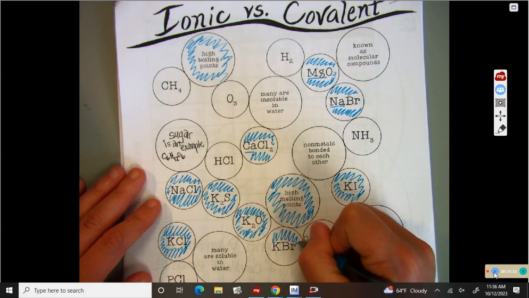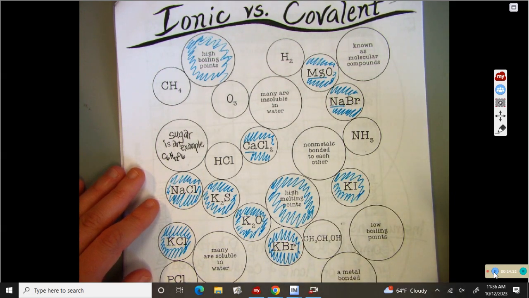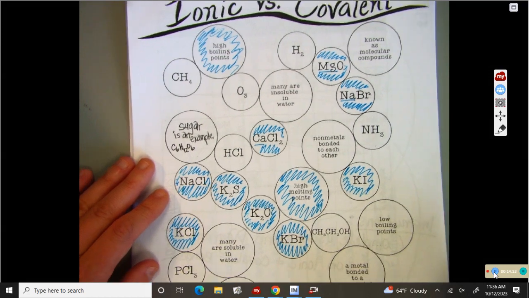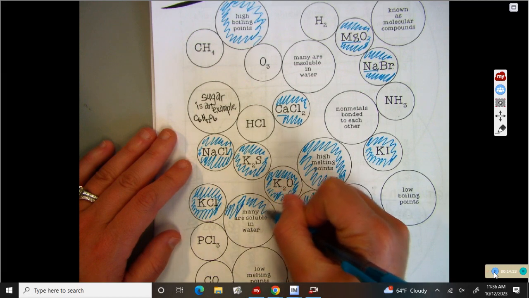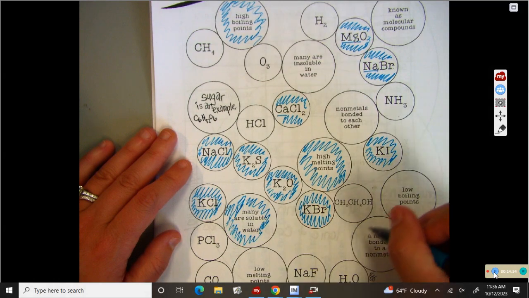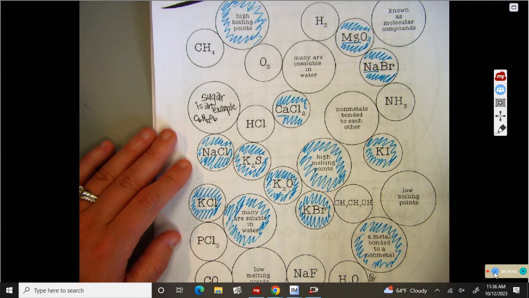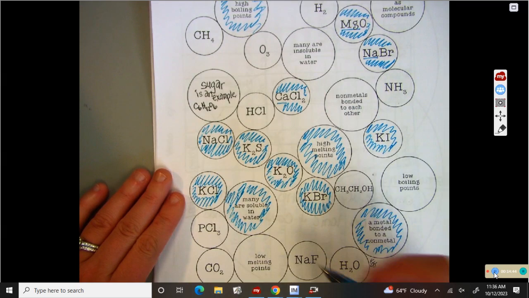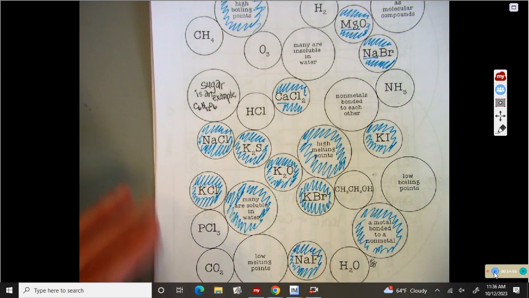Potassium bromide, also another metal. Let's see at the bottom if we can find any. Many are soluble in water, meaning it dissolves. We know salts and ionic compounds dissolve well in water. Metal bonded to a nonmetal will definitely be ionic, because when a metal is involved, it is ionic. Sodium at the bottom, another metal, ionic. Okay, so I think we have all the ionics done.